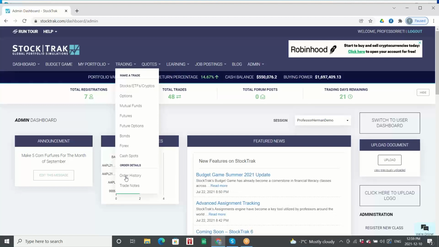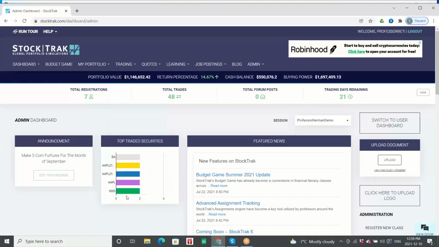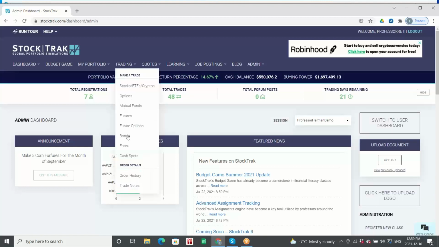So we also have our order history. We've got a neat feature here called trade notes. So when you enable trade notes inside the platform, what you're really saying to the students is, hey, keep a journal of why I'm buying Boeing, why I'm selling Boeing, why I'm buying Apple, why I'm selling Apple.